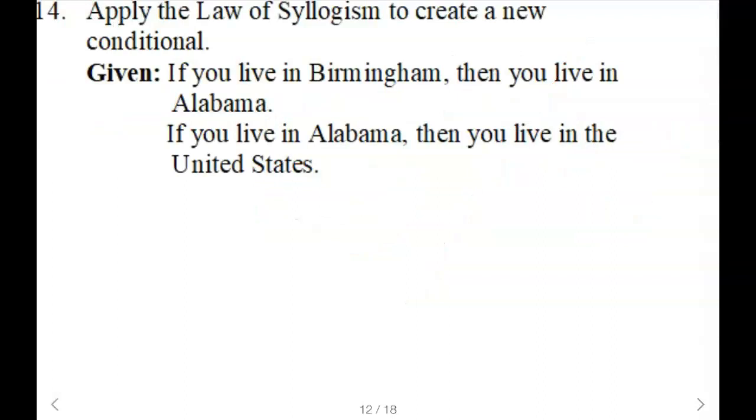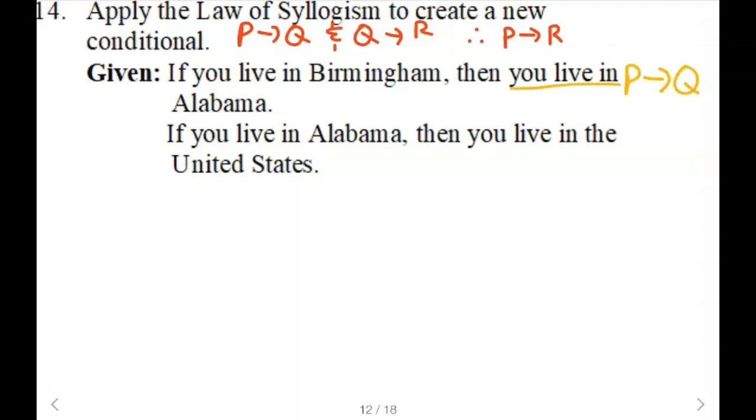14, trying to use the law of syllogism. The law of syllogism says that if you have an if P then Q and an if Q then R, you can put those together and say that we would have if P then R. So let's look at if you live in Birmingham, then you live in Alabama. So that's an if P then Q. The conclusion of this, you live in Alabama, matches up to the hypothesis of the next part.